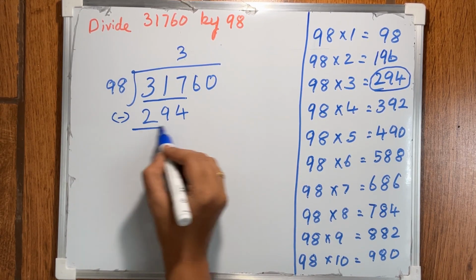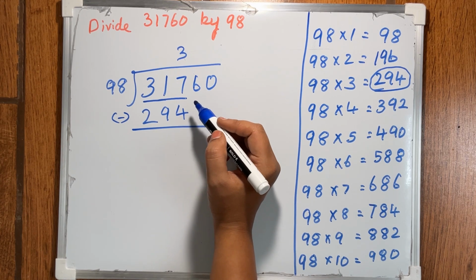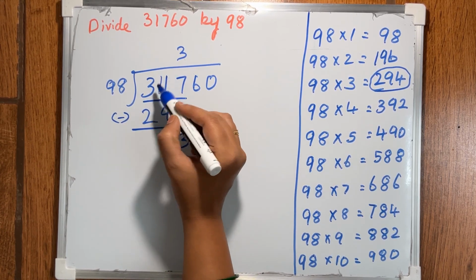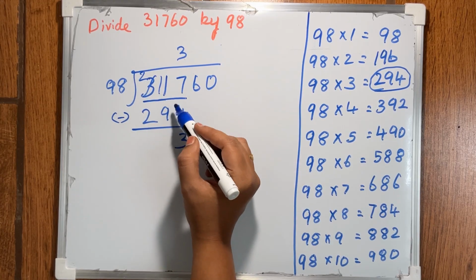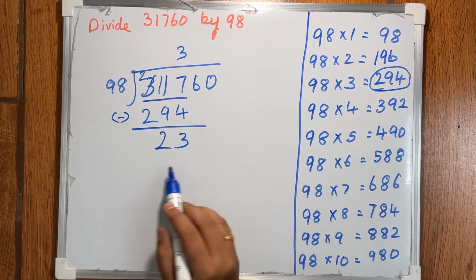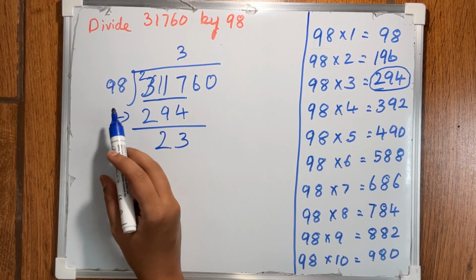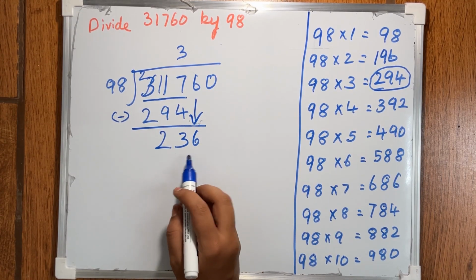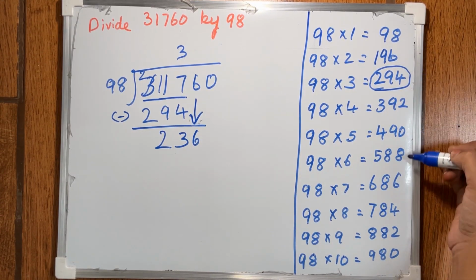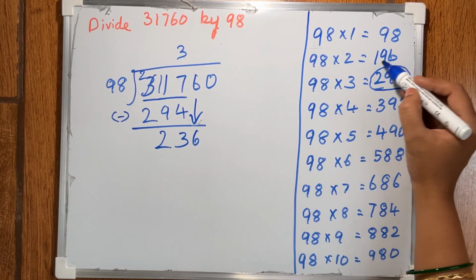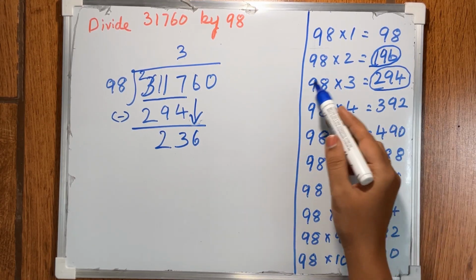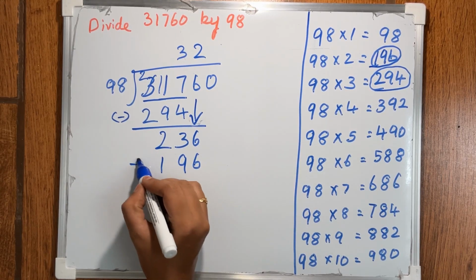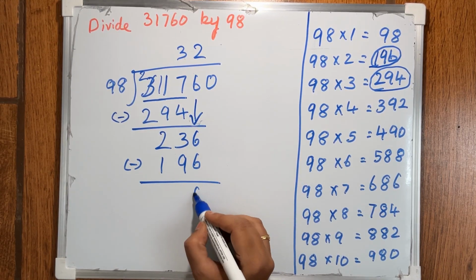So let's do minus. 7 minus 4 is 3. We can't minus 1 by 9. Let's borrow and this becomes 2. So 11 minus 9 is 2. Can we divide 23 by 98? No. Now let's bring down the next digit 6 and it becomes 236. Let's see in the tables, 236. So we can opt for 196. So 98 2s are 196. 6 minus 6 is 0.